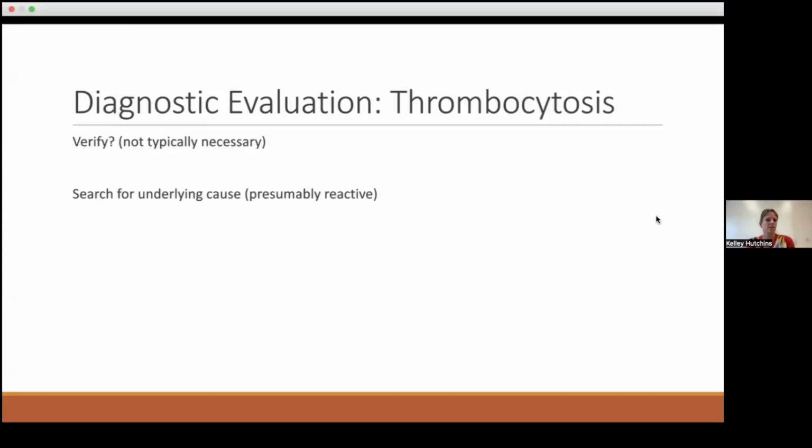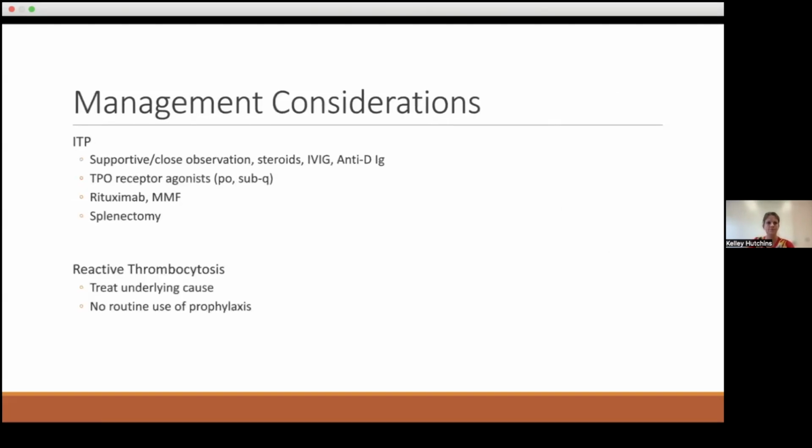And then thrombocytosis. So verifying, typically not necessary, right? If you have reason to support why a patient might have thrombocytosis, you don't typically need to repeat it, at least not right away, to verify this. Really what you're going to do almost always is search for an underlying cause, because again, this is presumably going to be reactive.